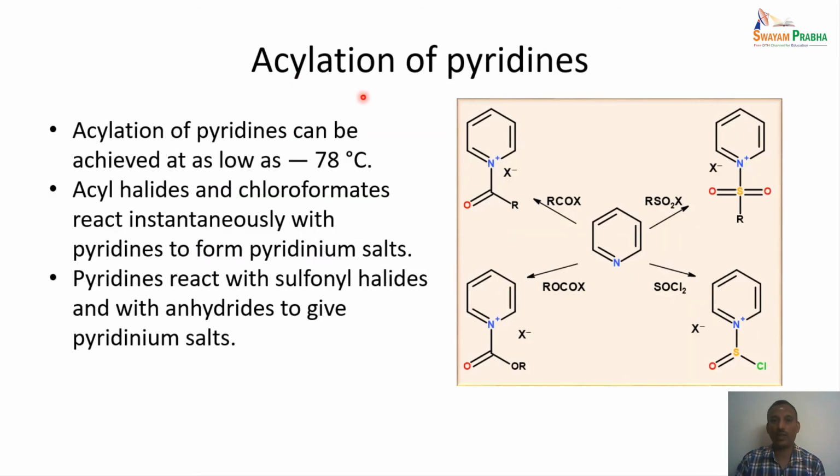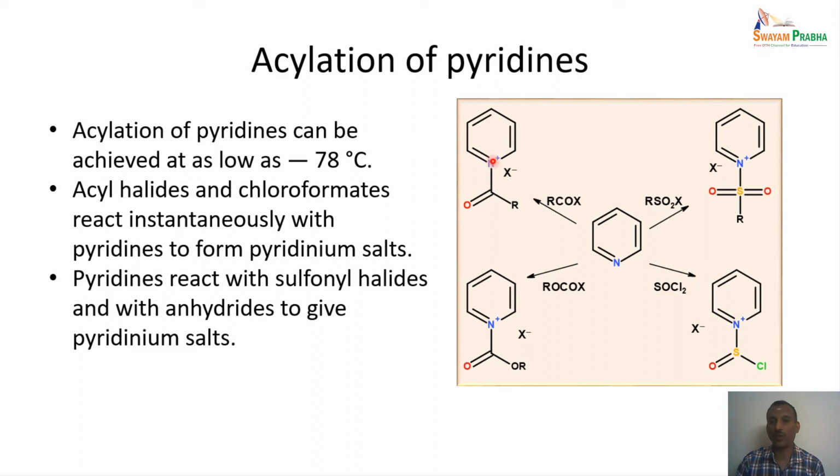Let us look at the acylation reactions of pyridine. Acylation of pyridine can be achieved at as low as minus 78 degrees centigrade. So the pyridine can be treated with acid chlorides or anhydrides or sulfoxides or thionyl chloride, which leads to various acylated or sulfonylated products. And acyl halides and basically the chloroformates react instantaneously with pyridine to form the corresponding pyridinium salts. So this chloroformate reacts with the pyridine.